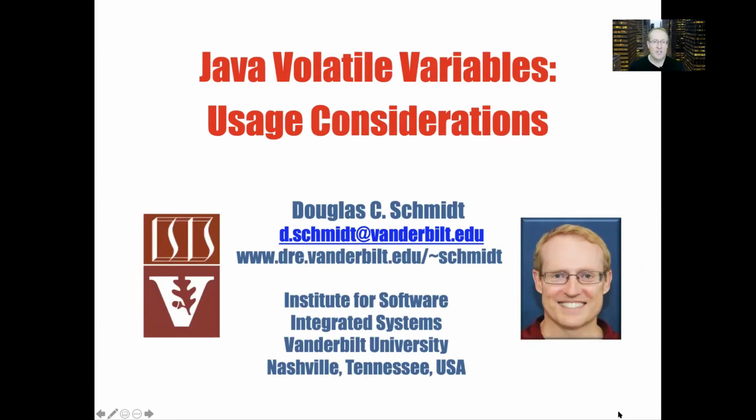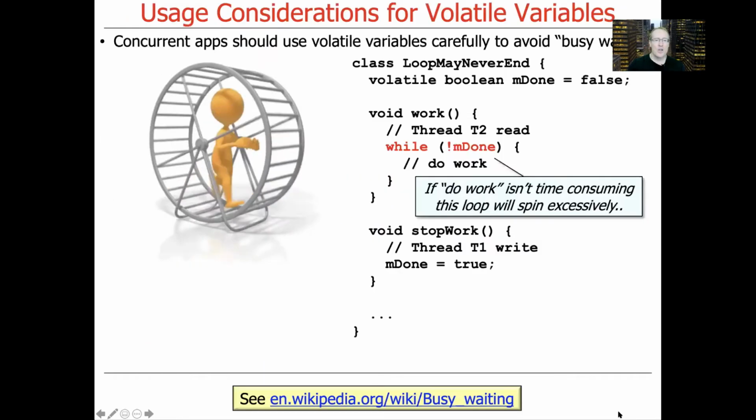So now that we've had a chance to talk about volatile and you've had a chance to see an example application, let's take a step back and talk about some of the usage considerations to think about when you are deciding if you should be using volatile or not in your program. You should use volatile variables sparingly. And in particular, you want to make sure that you don't abuse busy waiting.